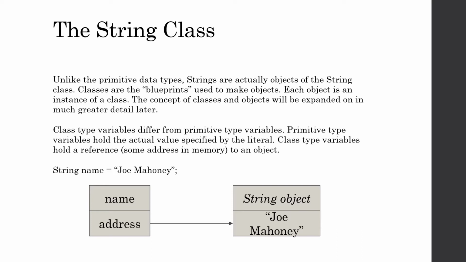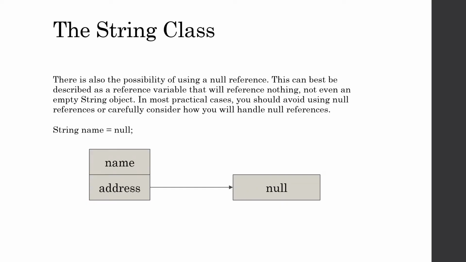With our class type variables, these are actually going to hold a reference. It's essentially some address somewhere else in memory where the object itself is located. If you create a string variable, so you've got some box and you want to put a string into it, what you're actually going to put into it is a reference, basically an address to some other box somewhere else that actually holds your string object. That's where you would find, say, your string literal, like this name that we have here, Joe Mahoney.